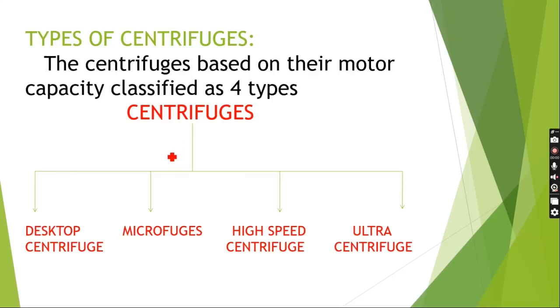Now we are going to see about the different types of centrifuges based on motor. We have already seen the centrifuges based on the rotors. Now we are going to see the different types of centrifuge based on motor. A motor provides the centrifugal field, which differs in these different types of centrifuges.